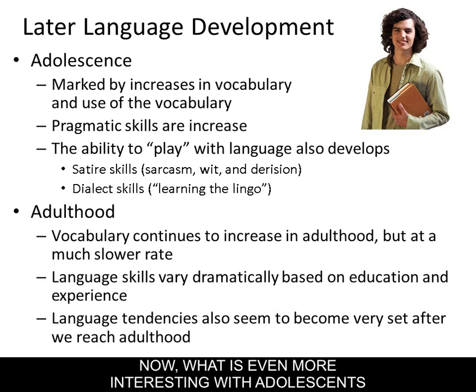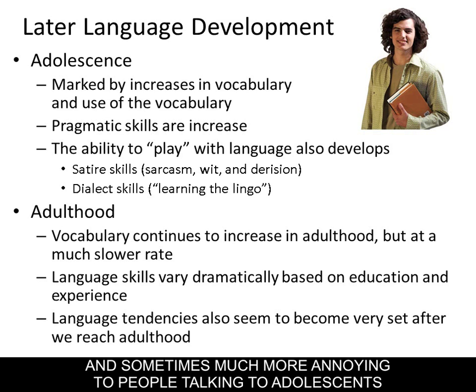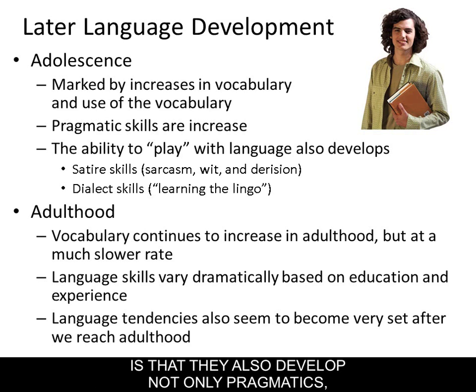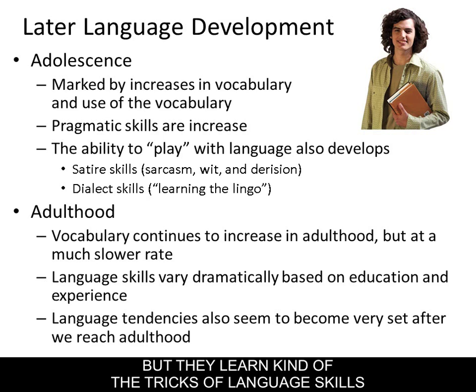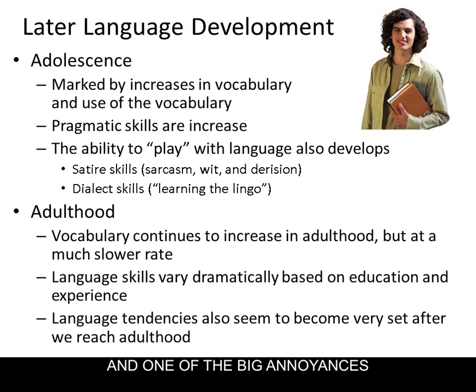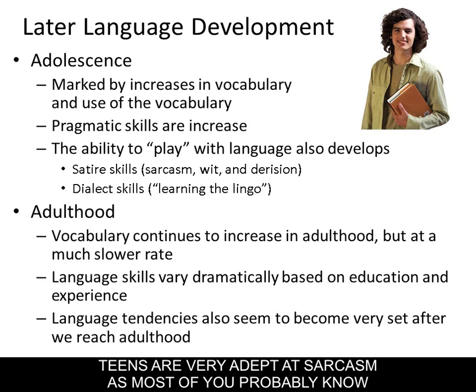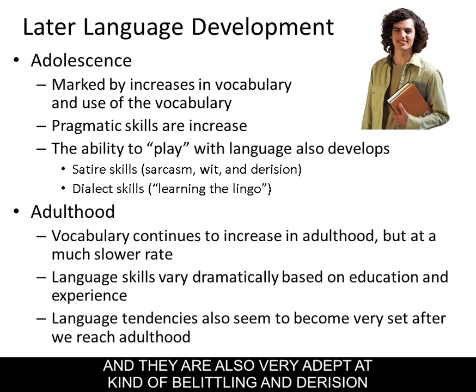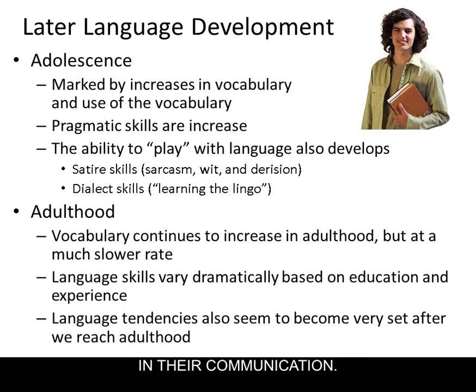And what's even more interesting with adolescents, and sometimes much more annoying to people talking to adolescents, is that they also develop not only pragmatics, but they learn the tricks of language skills, in particular the language that they use most often. And one of the big annoyances with this playing of language skills is the development of sarcasm. Teens are very adept at sarcasm, as most of you probably know, and they're also very adept at belittling and derision in their communication.